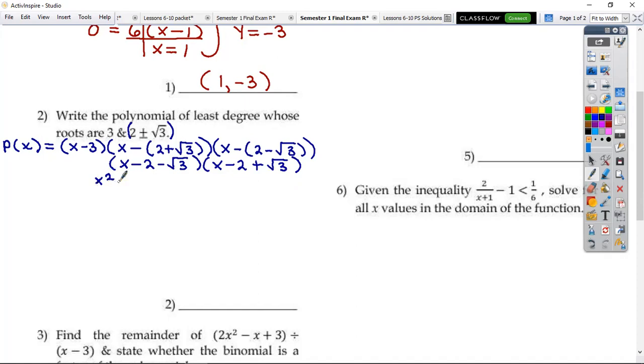x times negative 2 is negative 2x. And then plus x radical 3. Minus 2x plus 4 minus 2 radical 3. Got to squeeze 3 more of these in. So I'm going to go minus x radical 3 plus 2 radical 3 minus 3.